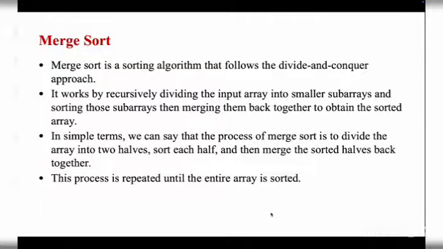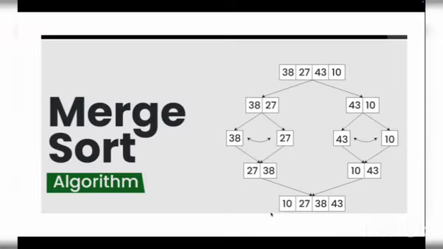In simple terms, we can say that the process of merge sort is to divide the array into two halves, sort each half, and then merge the sorted halves back together. This process is repeated until the entire array is sorted. And here is an example for merge sort.